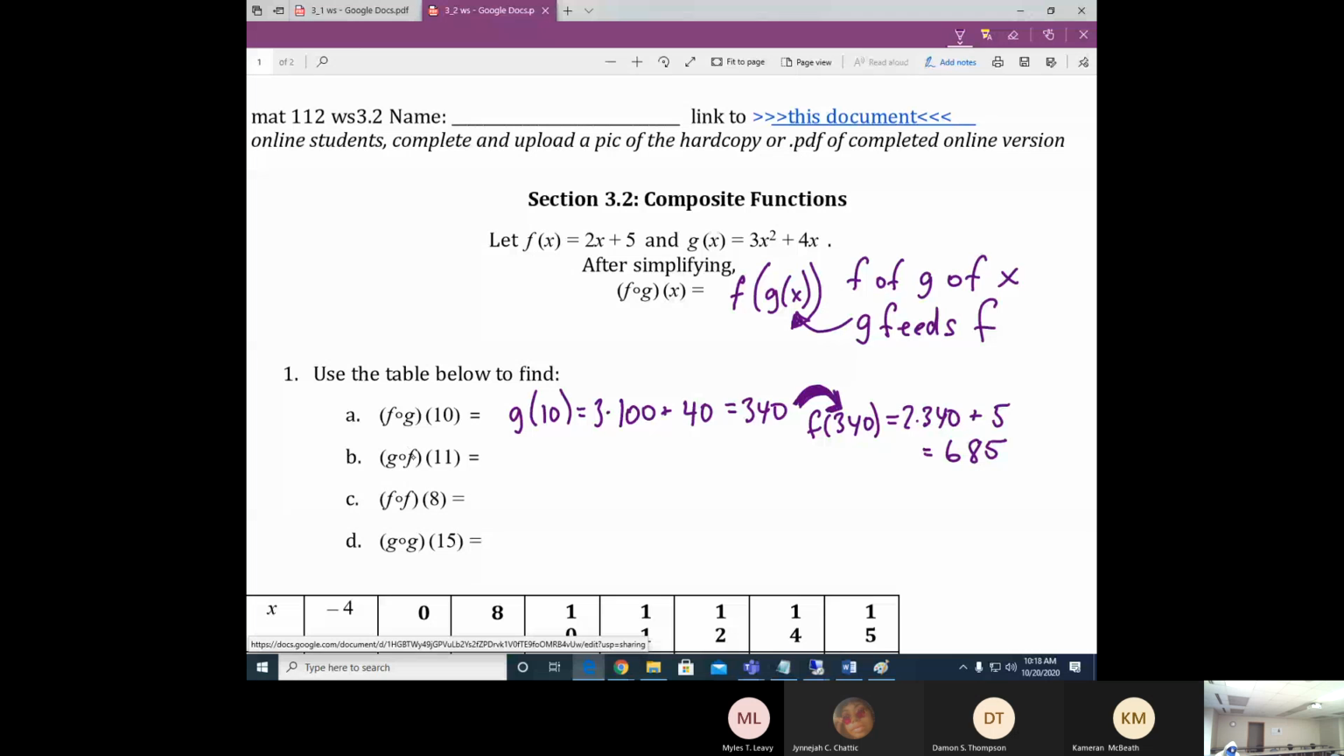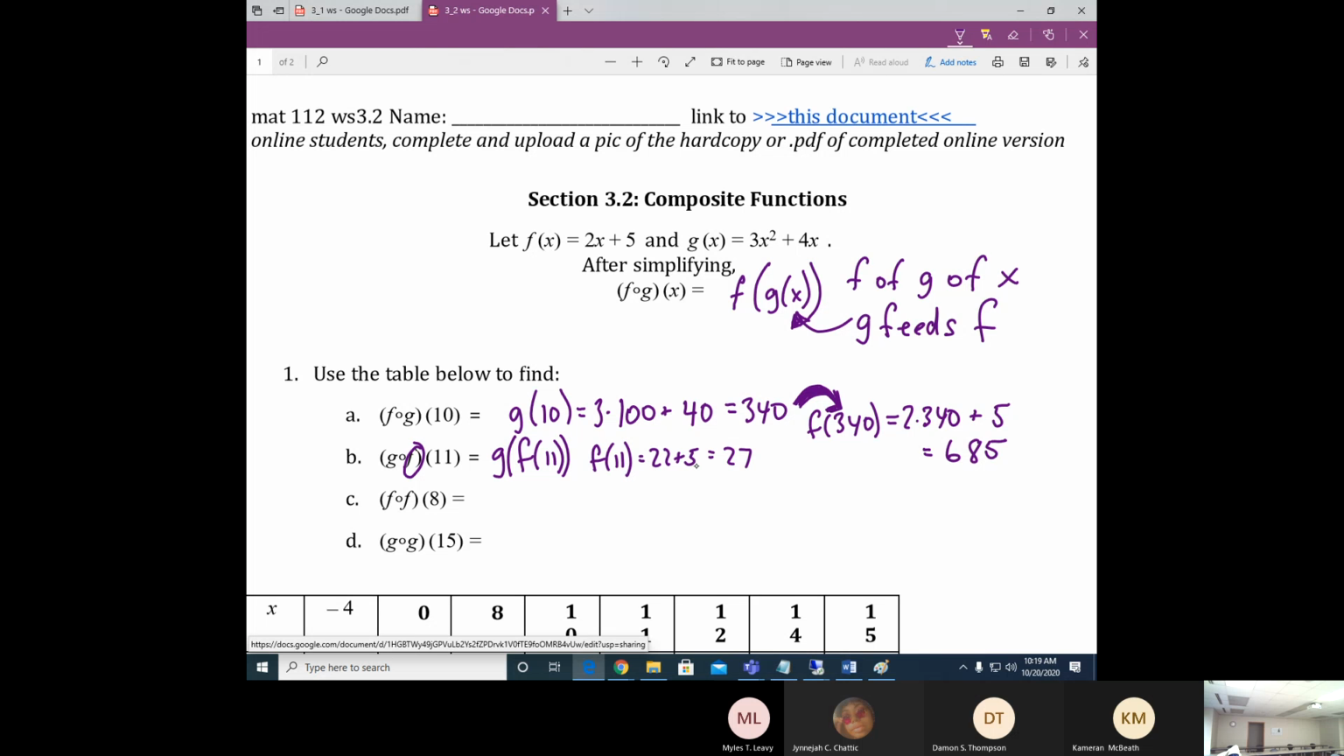Now it's going the other way. We have to figure out F of 11 first. So the thing on the right is what we have to figure out first, because remember, G composition F means G of F of 11. So we have to figure out F of 11 first. Well, F of 11 is 2 times 11 plus 5 equals 27.